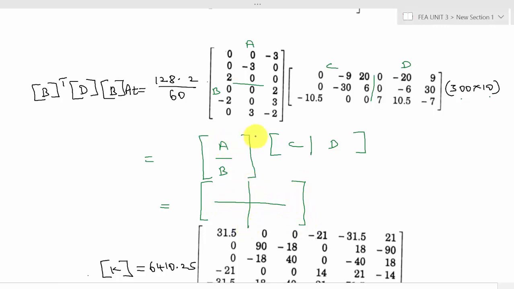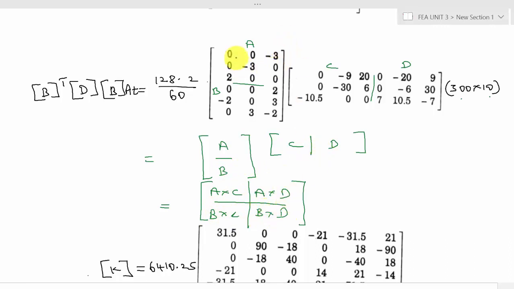So multiply A and C and write it here. Then multiply A and D and write it here, A into D. Then multiply B and C and write it here, B into C. Then multiply B and D and write it here.